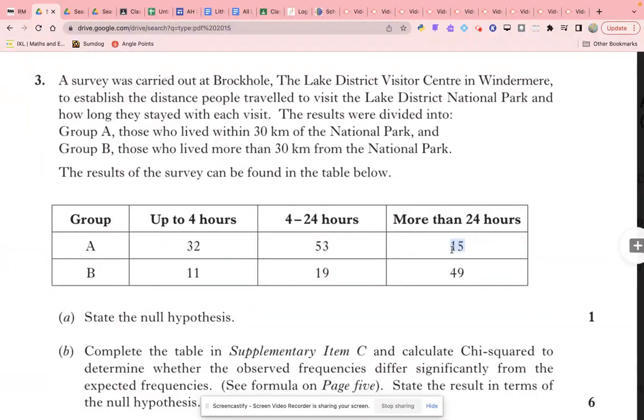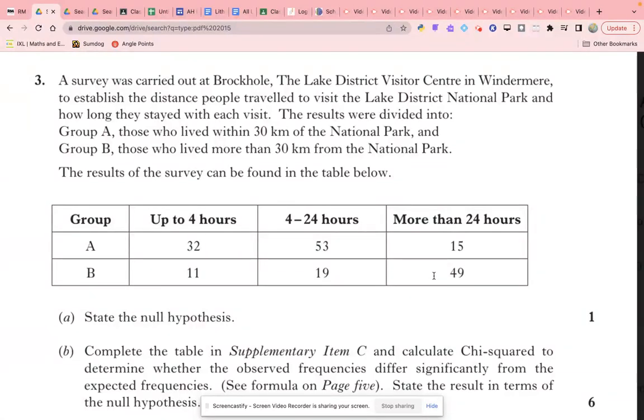And as with this test, as with many other tests, we are always asked to state a null hypothesis. So you might go and try to decide what that null hypothesis might be. If you've written it out, what you should have written is that there is no statistically significant difference, and that word difference is key here, between the distance people live from the national park and the length of time they choose to stay. So what we're saying when we state the null hypothesis is that there's no difference between group A and B in terms of the length of time that they are going to stay.